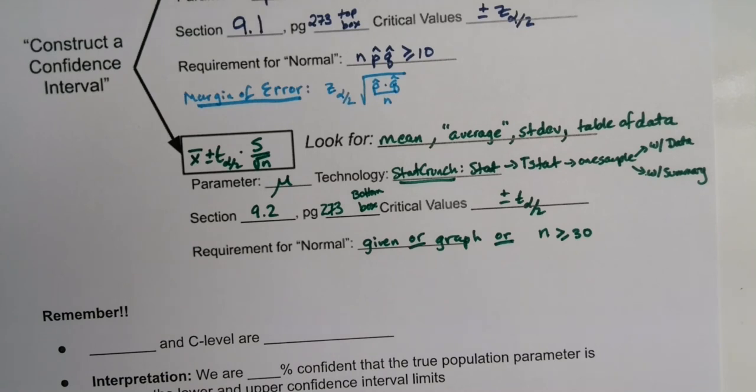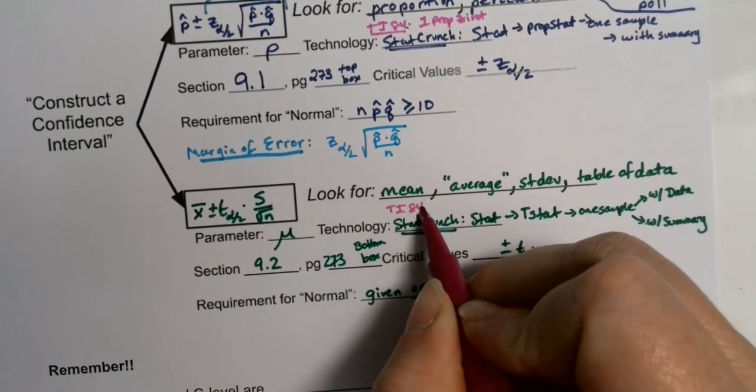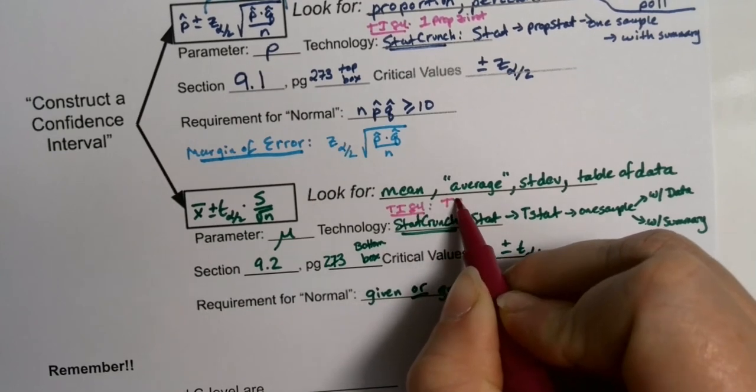Okay. Now, if you're using the TI-84, I'll just kind of throw that TI-84 in there. Again, don't write this if you're not using a TI-84. If you are using a TI-84, it's t-interval.